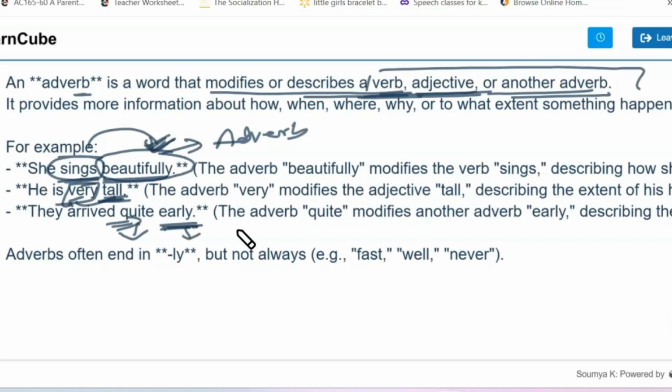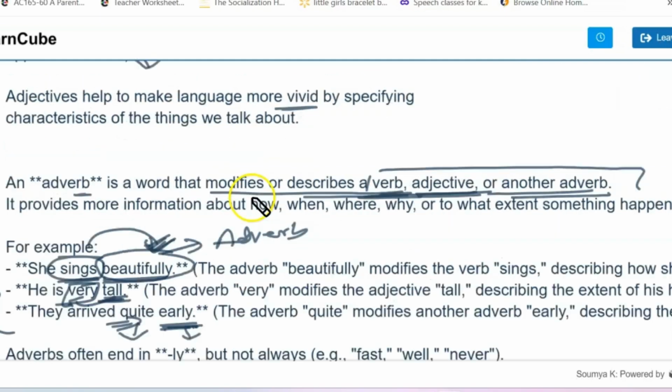So this is how we are going to use the adverb, where a verb, adjective or any other adverb is being modified. Now usually it ends with ly, like beautifully, quickly, silently, like that, but not always. That is not a rule. Mostly it ends that way, but these also can be your adverbs. Now let's go to the exercise questions.